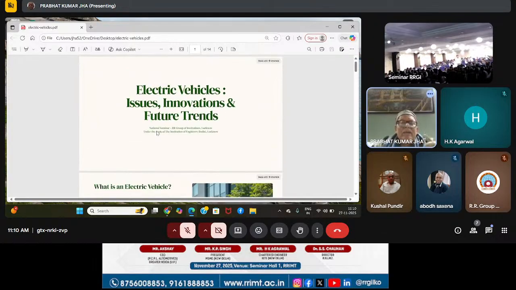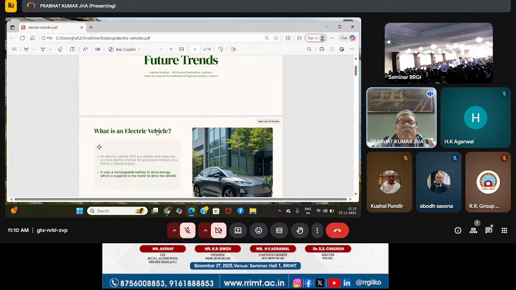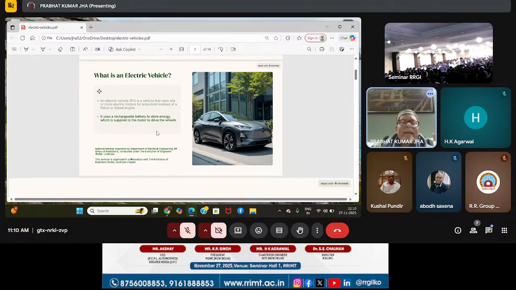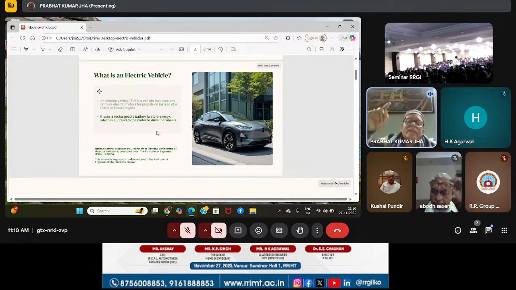I go through this: electric vehicles, issues, innovation, and future trends. An electric vehicle is a vehicle that uses one or more electric motors for propulsion instead of a petrol or diesel engine. It uses a rechargeable battery to store energy, which is supplied to the motor to drive the wheels.